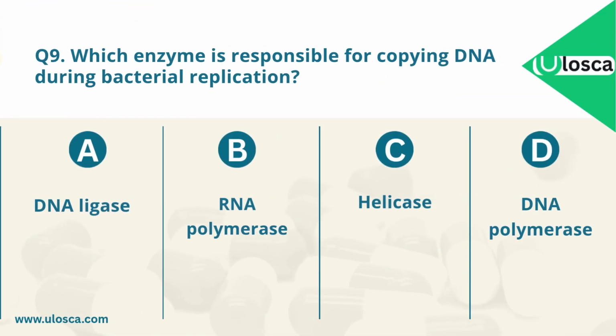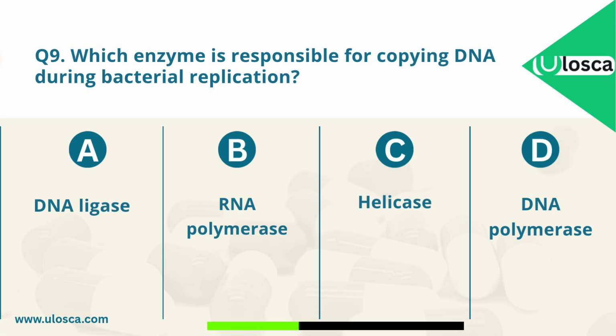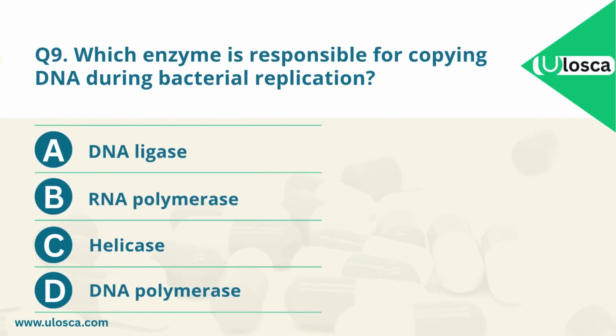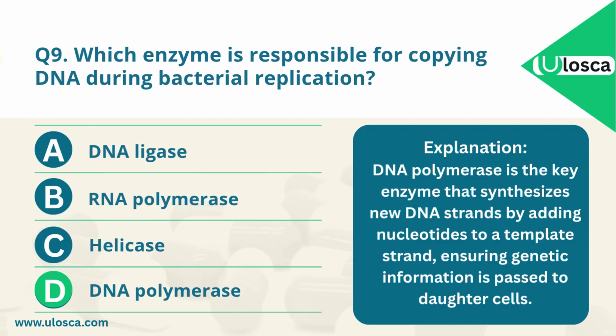Question 9. Which enzyme is responsible for copying DNA during bacterial replication? A. DNA ligase. B. RNA polymerase. C. Helicase. D. DNA polymerase. Which one is the correct answer? The correct answer is D. DNA polymerase. Explanation: DNA polymerase is the key enzyme that synthesizes new DNA strands by adding nucleotides to a template strand, ensuring genetic information is passed to daughter cells.